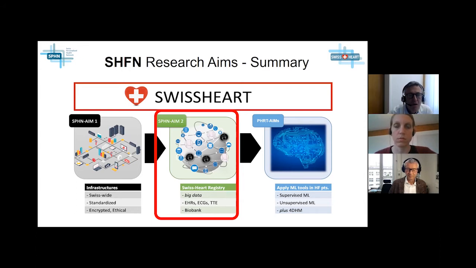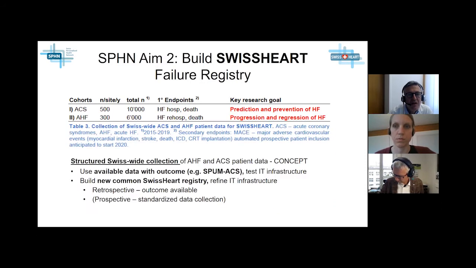So one of the goals is the building up of the Swiss Heart Registry. For that purpose, we want to look, as I said, at two facets: acute coronary syndromes and acute heart failure. We estimate that roughly 500 to 300 can be collected at each site, and depending on how many years we'll go back, we will collect Swiss-wide at our 4 institutions a couple of thousand patients that will yield a sizable number of big data.